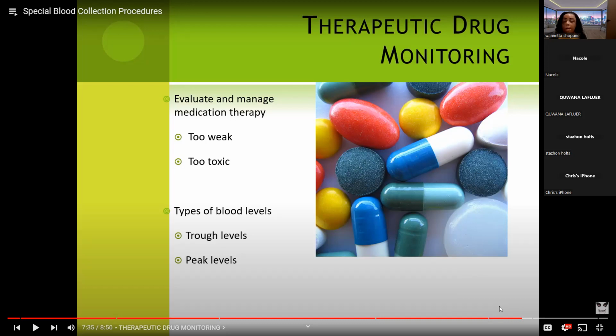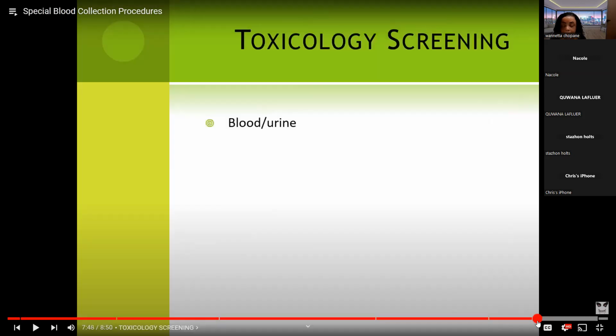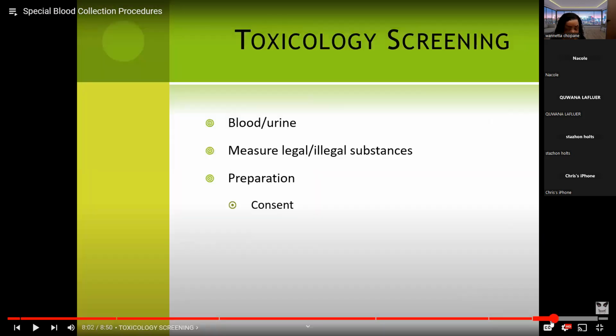What you need to know is trough is before, peak is after. This is considered a special collection because you have to work hand in hand with the nurse to know when the medication is supposed to be given, when it was given, so you can draw the blood after, and all of that. So that's why it's a special collection. And it's called therapeutic drug monitoring, okay? Any questions with that? I know that that's a little bit in detail, but it is.